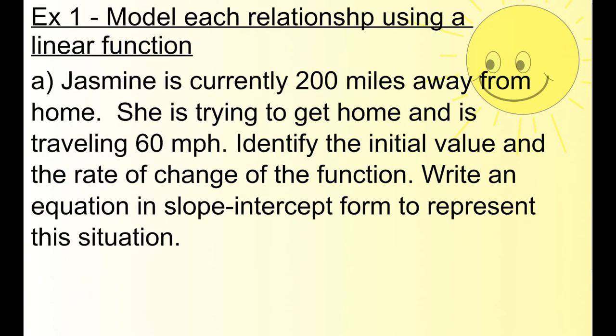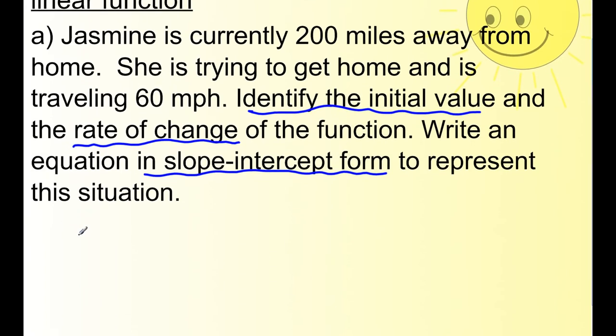So example 1 here. It says, Jasmine is currently 200 miles away from home. She's trying to get home and is traveling at 60 miles per hour. Identify the initial value and the rate of change of the function. All right, let me do some underlining here. So we need to identify the initial value and the rate of change of the function. And then we're going to write an equation in slope-intercept form to represent the situation. Okay, that's not too bad. So we need to find the initial value and we need to find the rate of change.